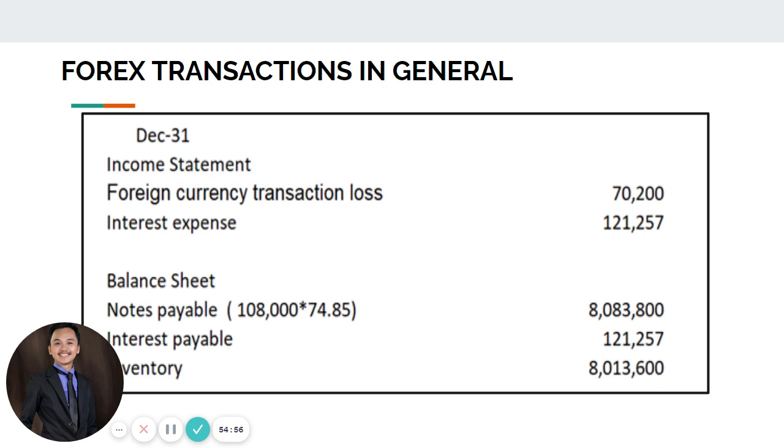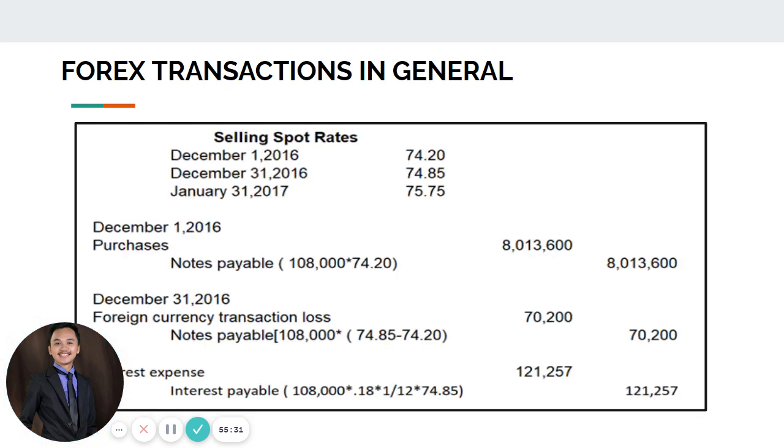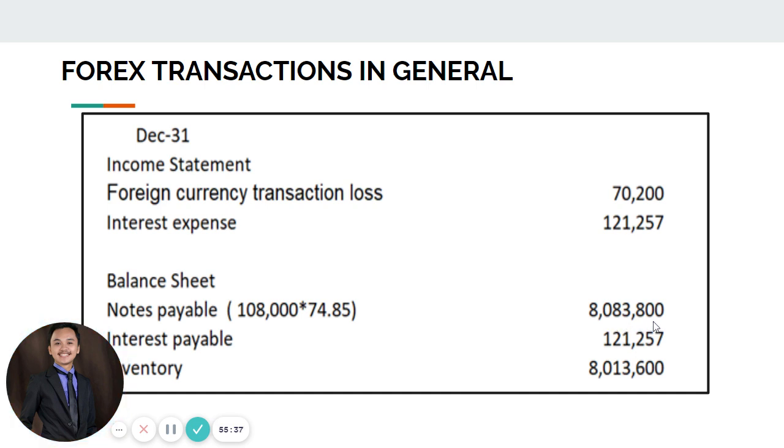Okay? As a result. So in this case, guys, in our December 31 income statement, we will be recognizing our foreign currency transaction loss of 70,200 and an interest expense of 121,257. So aside from the loss that we will be recognizing in our income statement or P&L, we will also be recognizing as well interest expense of 121,257. All right? And also, your notes payable on December 31 will be valued at 108,000 times 74.85, which is also the spot rate on December 31, 2016. So we have 8,083,800. And our interest payable will also be 121,257. It will also be recognized and reported in your balance sheet.